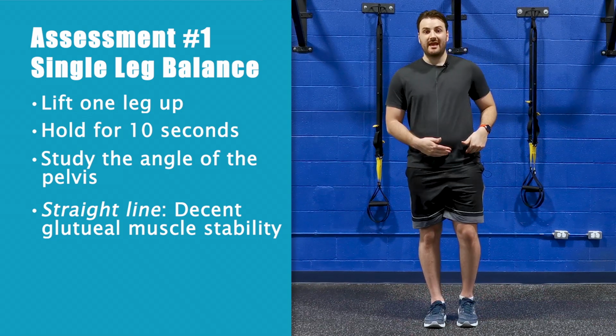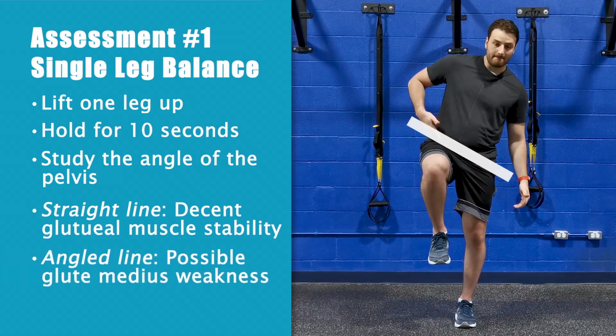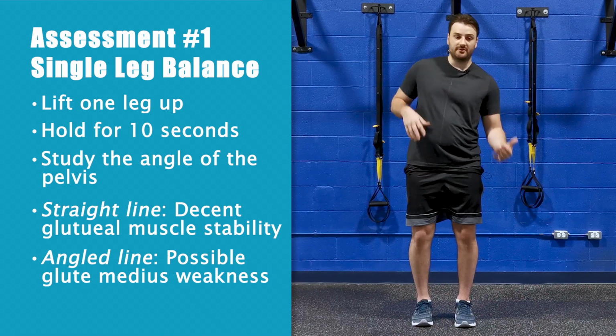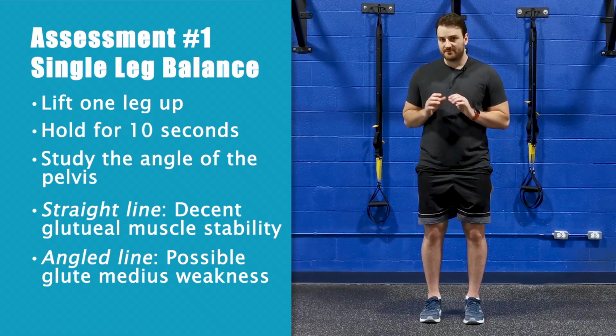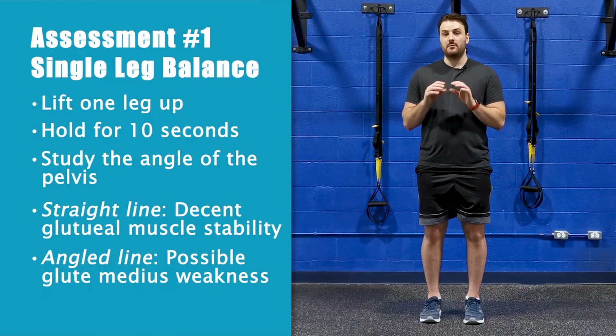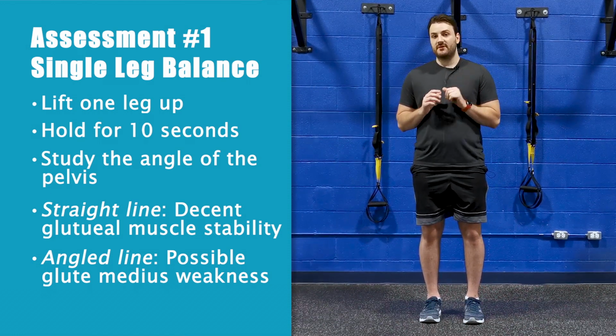But if there's an angle that is involved and they're leaning all over the place, that would be an indication that maybe glute medius specifically, there's a little bit of a weakness there that we want to focus on. So that's the first assessment.